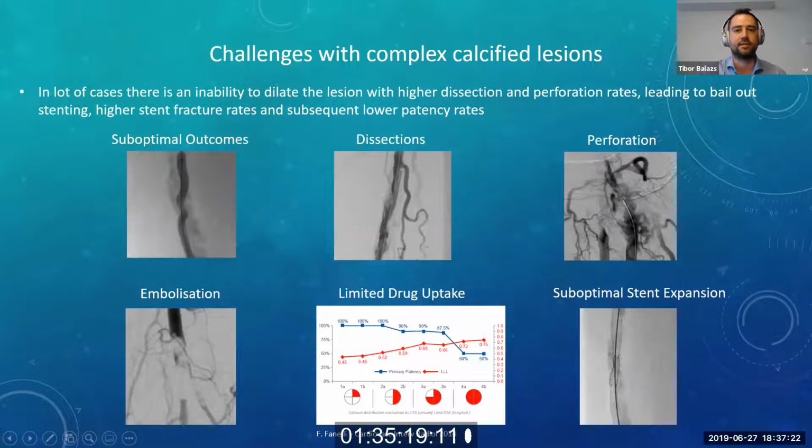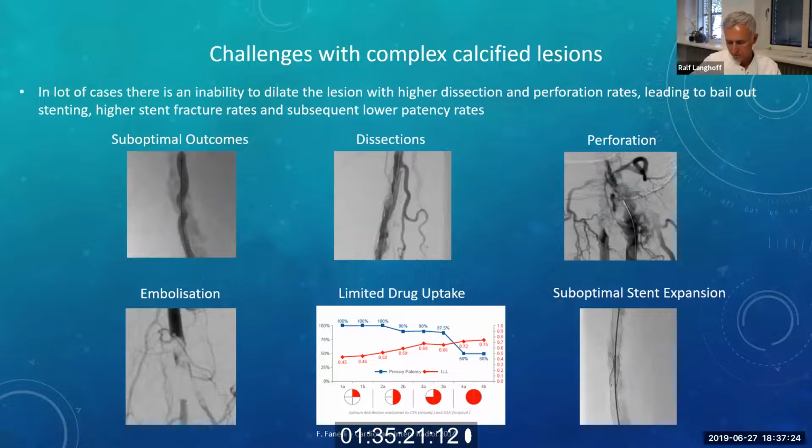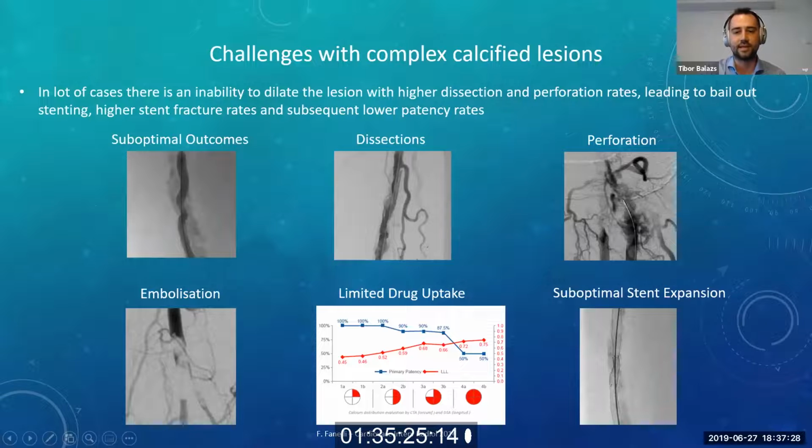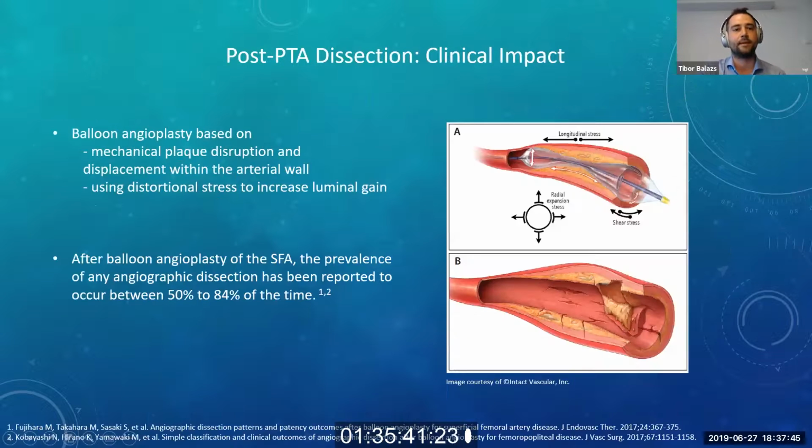So these are the challenges with the complex lesions, especially with the well-known Fanelli study. In case of circular calcification after balloon angioplasty, the primary patency drops, you are not able to dilate the lesion, it ends up with dissections, perforation, distal embolization, and even suboptimal stent expansion.